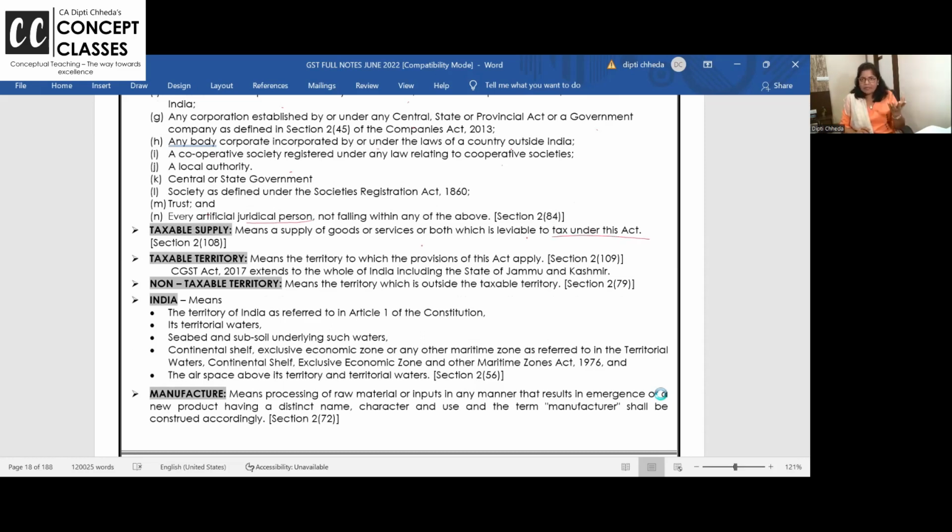There are some exempt supply, some zero rated supply. So supply should be taxable. If the supply is not taxable, then on what are you going to charge the GST?